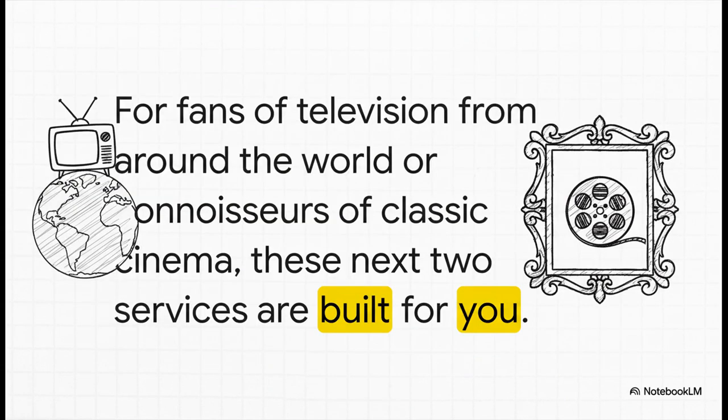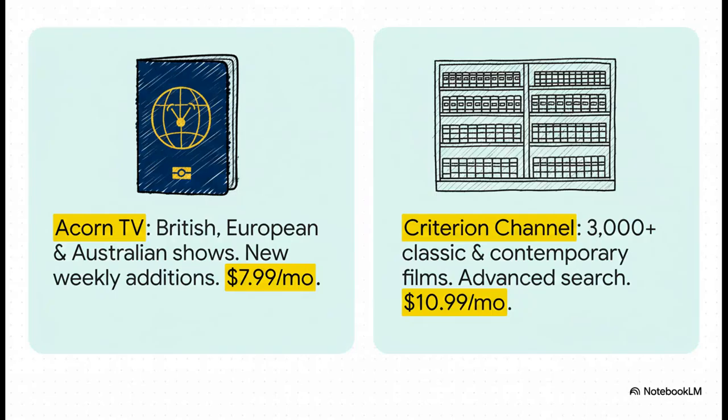Okay, let's get into some even more specific tastes. If you're a big fan of television from all around the world, or maybe you're a connoisseur of classic cinema, these next two are built just for you. So on one side, you have Acorn TV. That's your passport to the best of British, European, and Australian television, and they add new shows every single week. On the other side, you've got the Criterion Channel. And wow, this is less of a streaming service and more like a carefully curated film archive with over 3,000 of the most important films ever made.